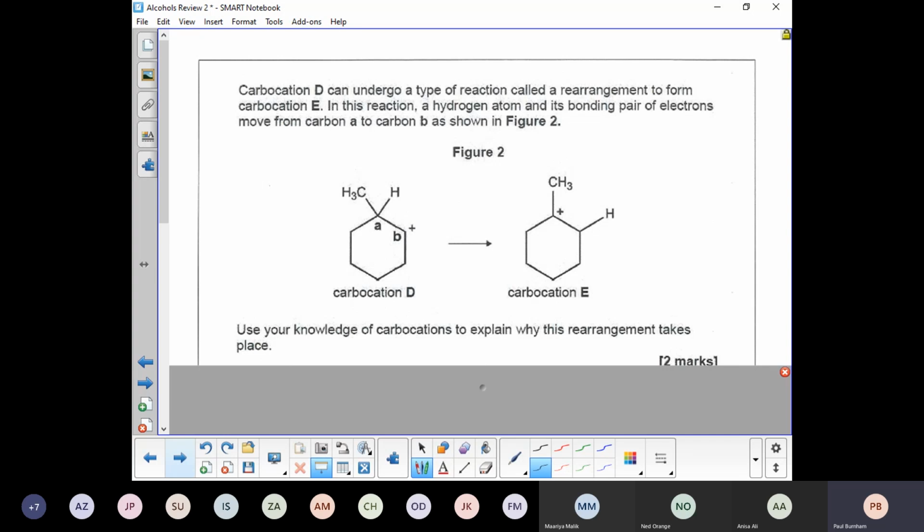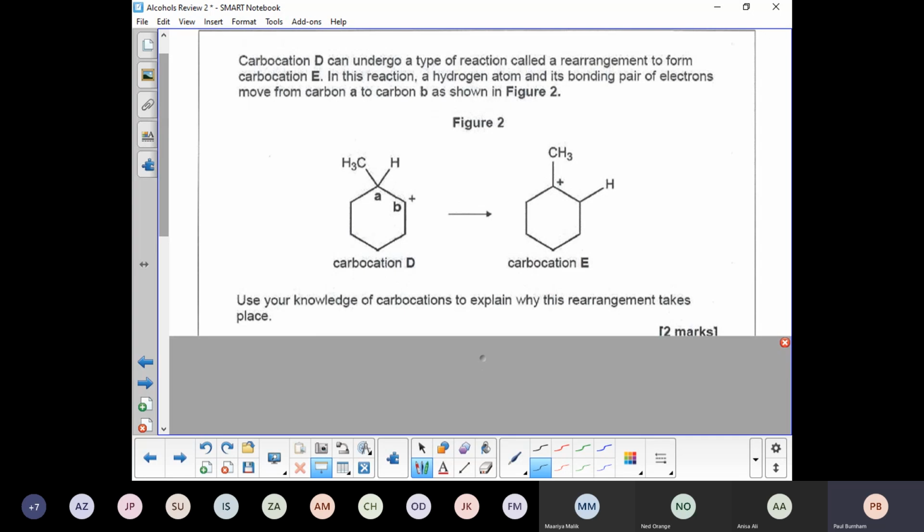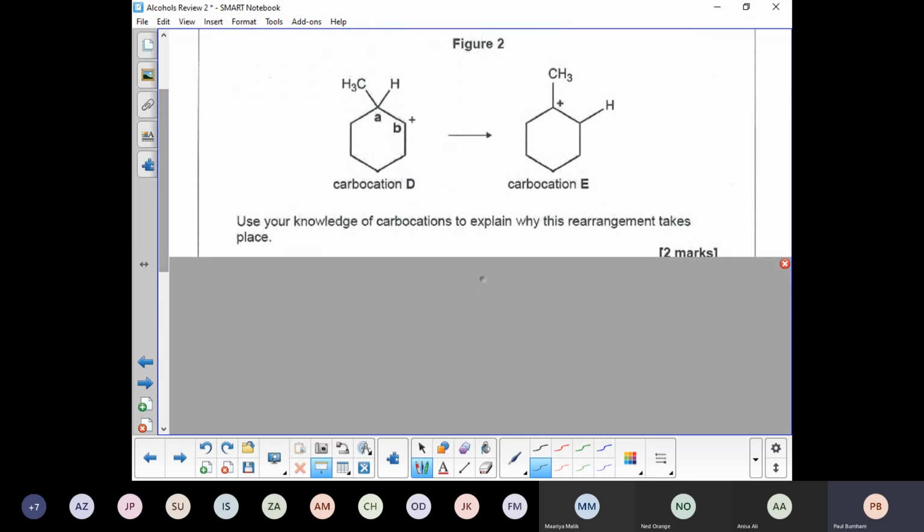Now this next question kind of introduces some chemistry that you don't always discuss, or certainly don't meet in A-level, rearrangements. And you can see carbocation D can undergo a type of reaction called rearrangement to form carbocation E. In this reaction, a hydrogen atom is bonded and its bonded pair of electrons move from carbon A to carbon B. And they show you the diagram. Now, this isn't chemistry you're expected to know. They've given you some information and you can interpret it. There you go. You're asked to use your knowledge of carbocations to explain why this rearrangement takes place.